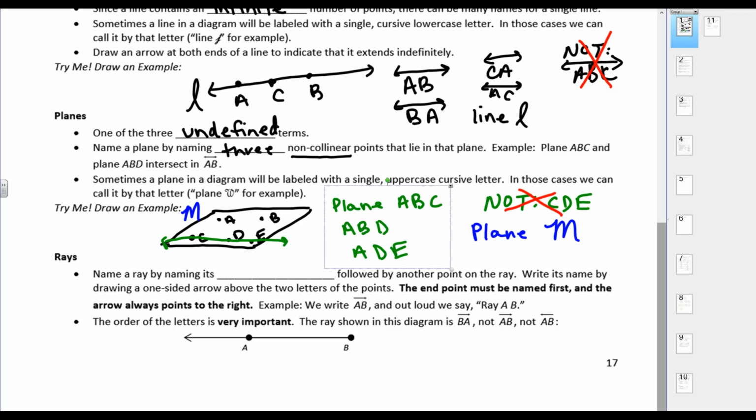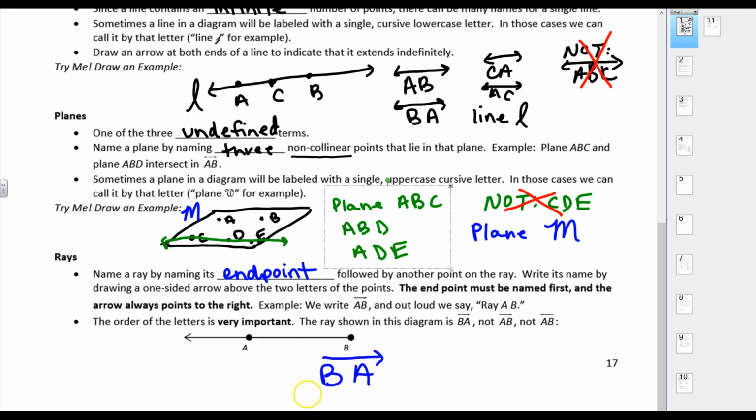Our next term is a ray, and we name a ray by naming its endpoint followed by another point on the ray in the direction of the ray. So with this ray down here, my endpoint is point B, and the direction it's going is towards A, so I'd write BA, and then I put an arrow over the top going from B to A in that direction.